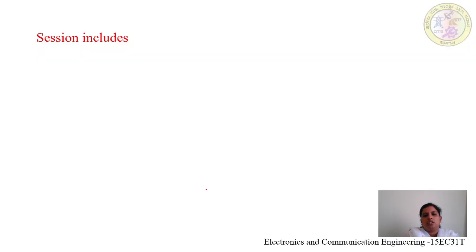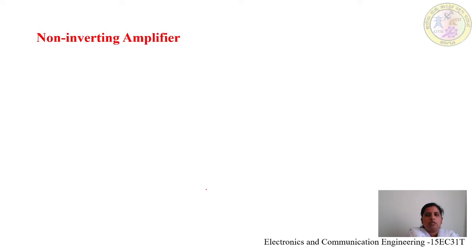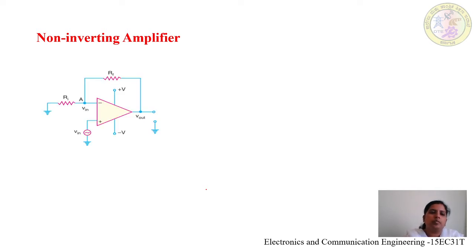In today's session, we will discuss non-inverting amplifiers and solve some simple problems on them. We will also discuss the voltage follower and solve some simple problems on it. The non-inverting amplifier is one of the applications of the closed loop configuration. Closed loop configuration means that we have feedback.